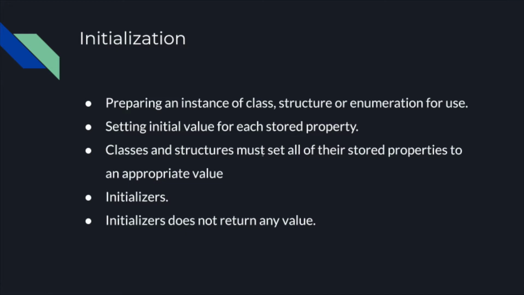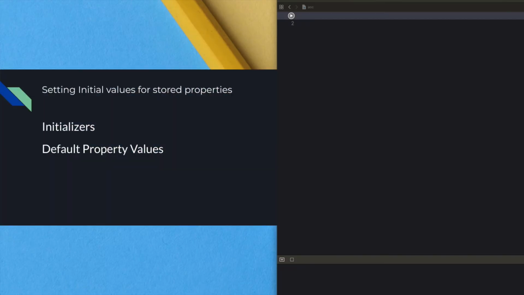Classes and structures must set all of their stored properties to an appropriate initial value by the time an instance of that class or structure is created. Stored properties cannot be left in an intermediate state. You can set an initial value for a stored property within an initializer or by assigning a default property value as part of the property's definition.